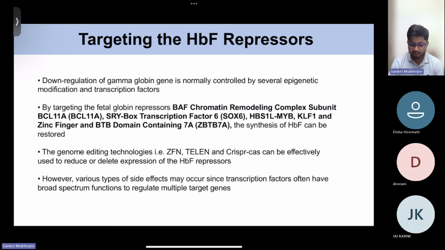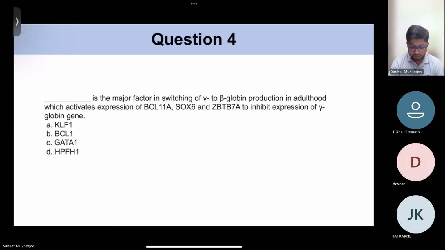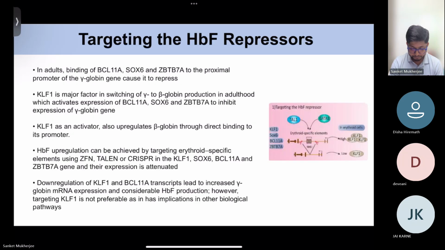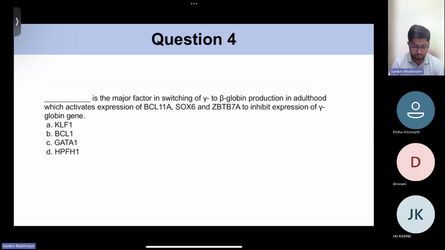Globin repressors are basically BAF chromatin remodeling complex subunit BCL11A, SRY box SOX6, HBS1L, KLF1, and ZBTB7A. So these are the repressors. But KLF1 is the major factor which is used for switching from gamma globin to beta globin. So basically from fetal hemoglobin to adult hemoglobin, KLF1 is the major factor involved.